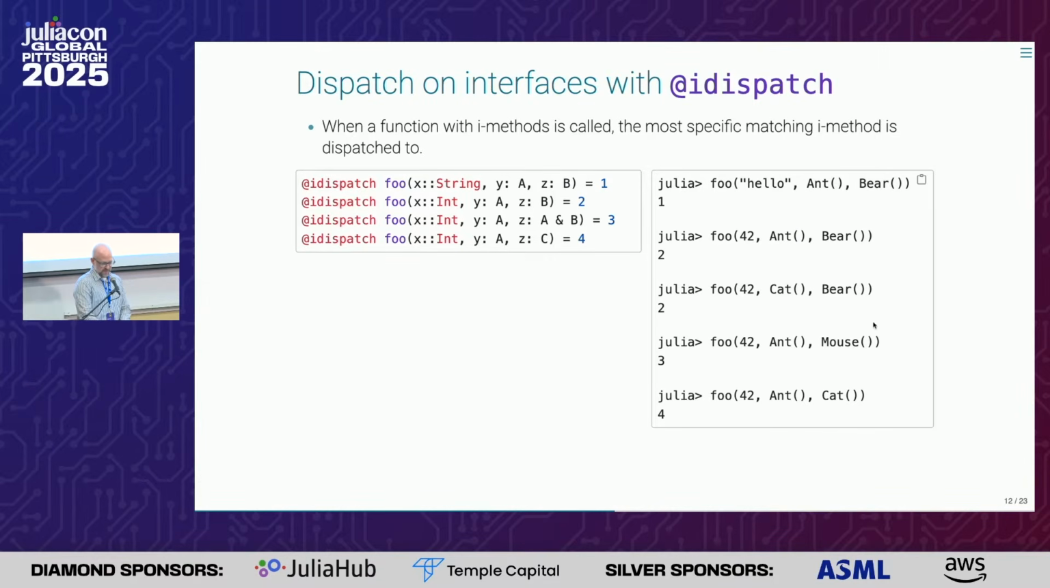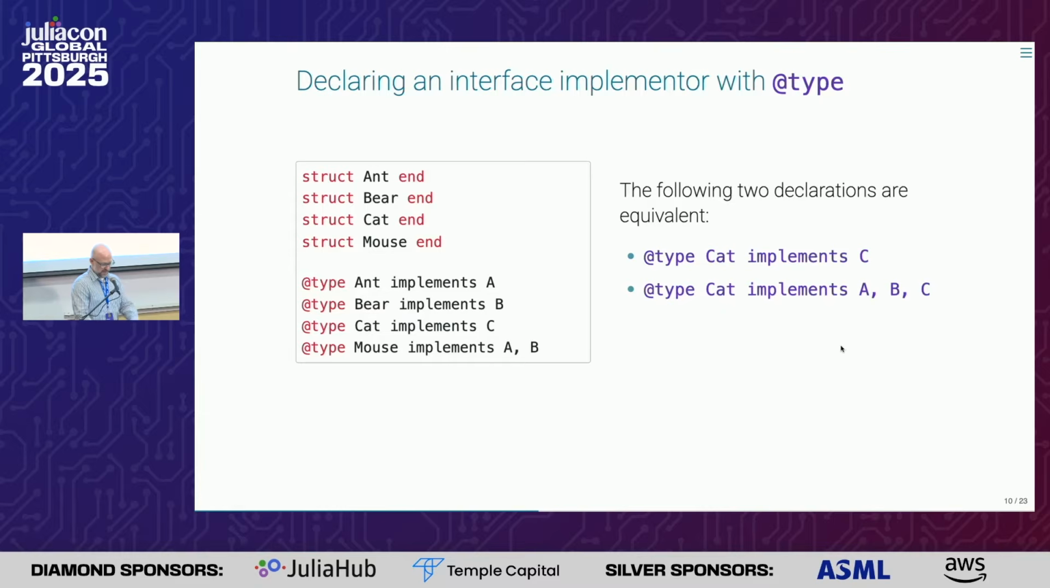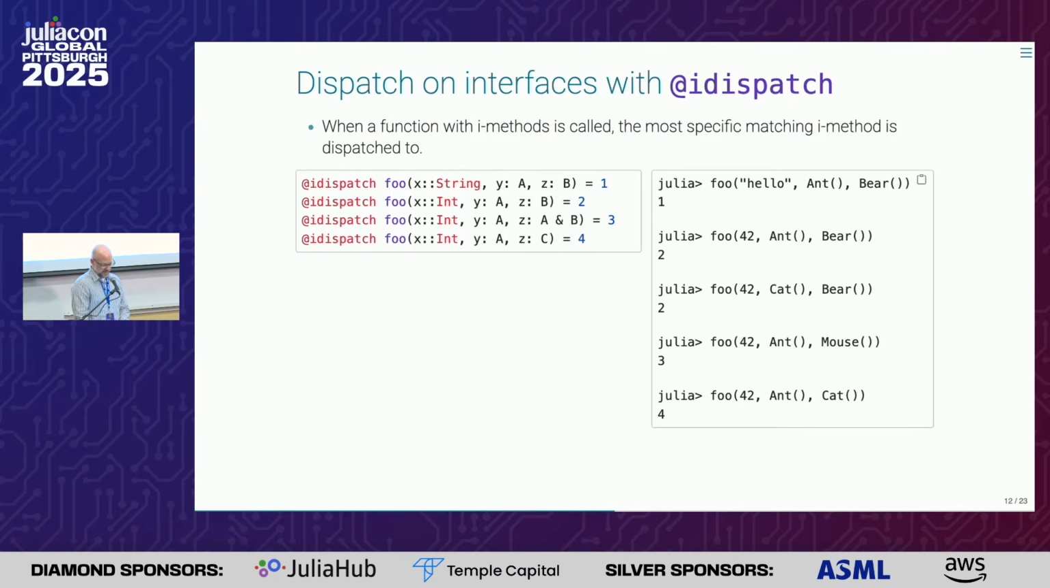And so we've just got some examples on the right of the dispatch in action. You can see in the first 2 examples that the dispatch on types does work as expected in the first argument. And then you can see down here in this example, we use mouse for the third argument, which, if you recall, mouse implements both A and B, so it matches this method here. It's the same as in regular Julia. We pick the most specific matching method. So in this case, for this call here, the most specific matching method is this third method here.